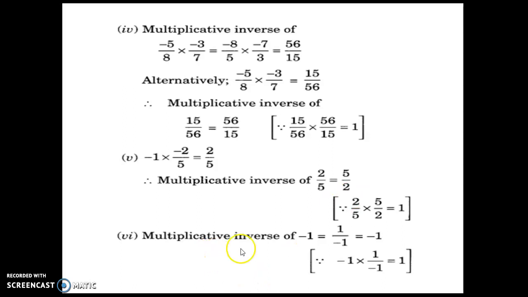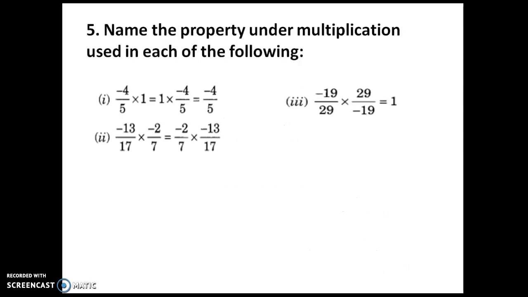Then the last one, multiplicative inverse of minus 1. How can we write minus 1? Minus 1 by 1. So putting it in reverse, 1 will be in the numerator and minus 1 will be in the denominator, which has the same meaning. It is minus 1 only. So minus 1 is the multiplicative inverse of minus 1. Then moving to the next problem.